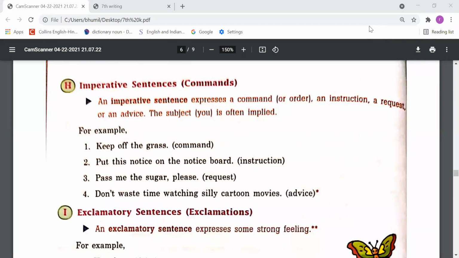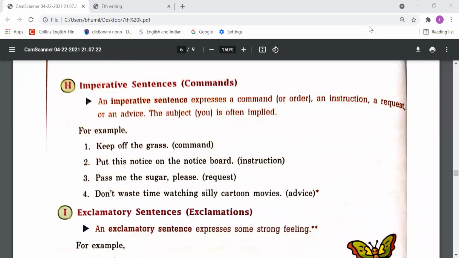In our previous class of this chapter, we studied what sentences are and what phrases are. I told you when a group of words gives complete meaning, that is called a sentence. When a group of words gives incomplete meaning, that is called a phrase, right? Suppose I say "I was in the park," it is a sentence. If I say "in the park," it is a phrase, right?